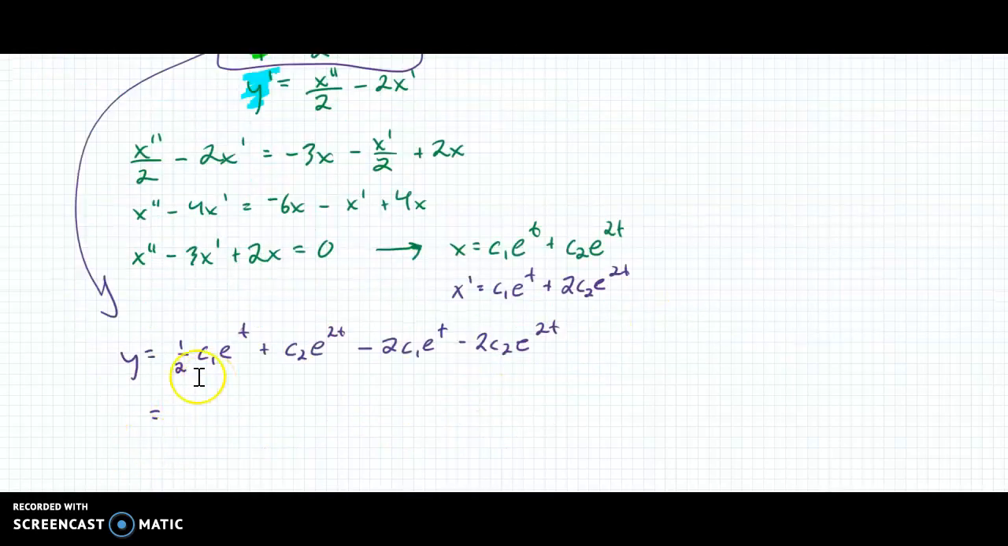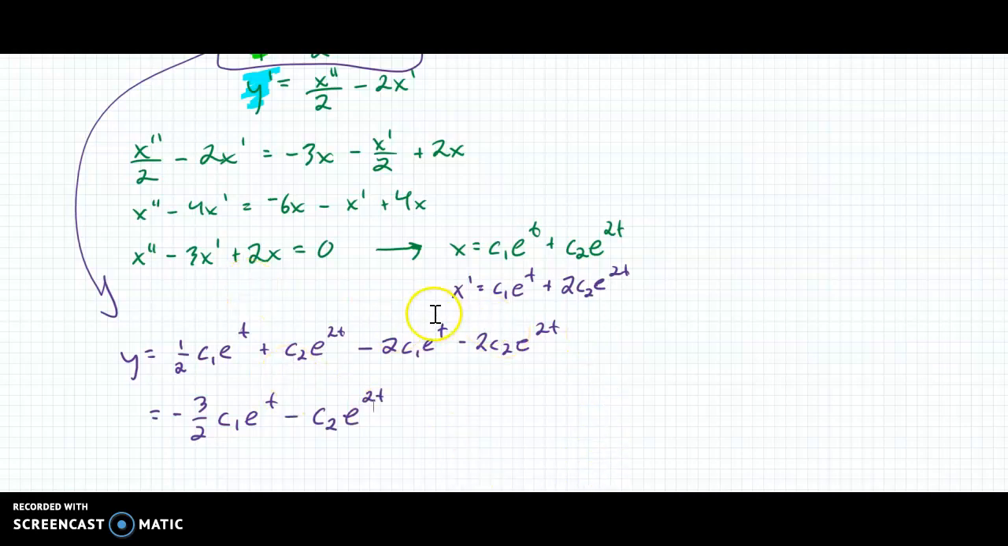And I could begin to simplify this. All right, I have c1 and a c1 e to the t. So actually I have negative 3 halves c1 e to the t. That was this one and this one. And then I have minus 2c2 plus, so minus c2 e to the 2t.